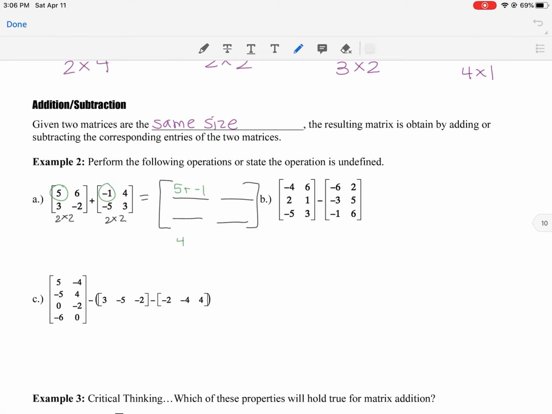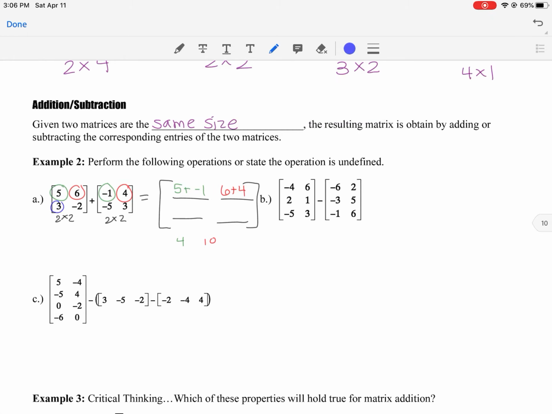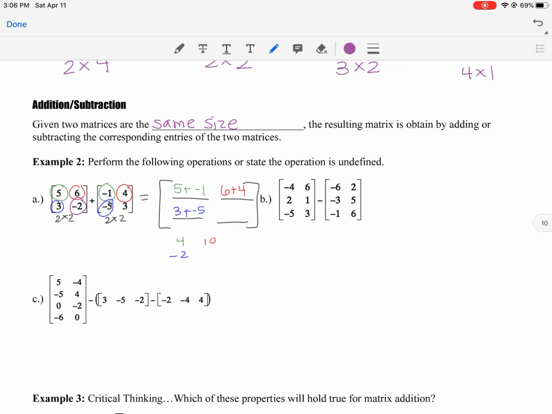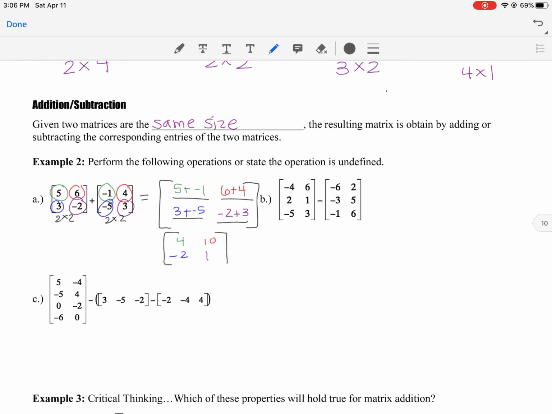In order to do that, we're going to take the first entries in both matrices and add: 5 plus -1, and we get 4. Then we look at the next one, 6 plus 4 is 10, and that's the next entry. Then I do the next one, 3 plus a -5, and I get -2. And last but not least, I have -2 plus 3, and I get 1. So your final answer is the matrix at the bottom, this 2 by 2 matrix that has these 4 entries.